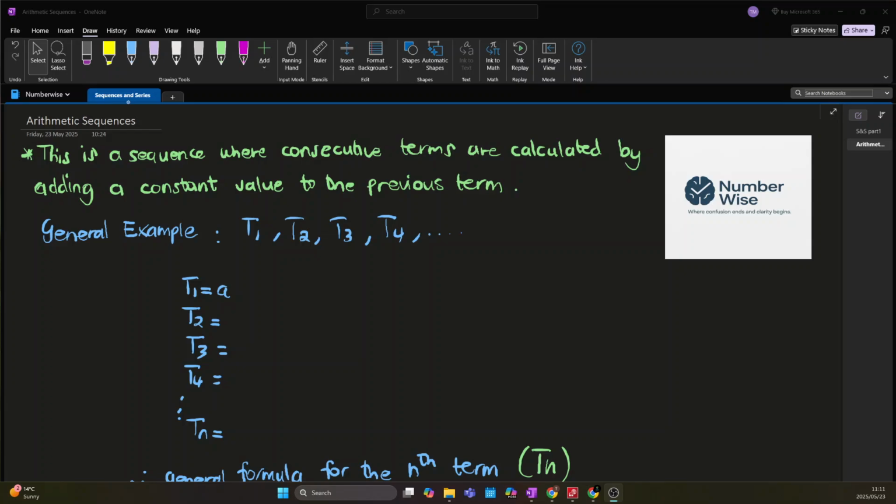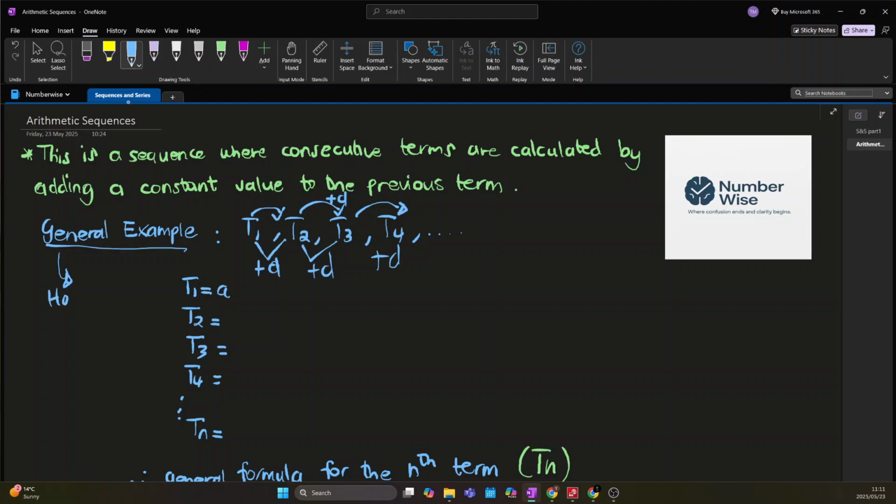So for example, when we have T1, T2, T3 and T4, to move from one term to the next we add a constant, let's say it's D. To move from T1 to T2 we add D, to move from T2 to T3 we also add that D again, and to move from T3 to T4 we also add D. This is a general example, and this is actually how we derive it.